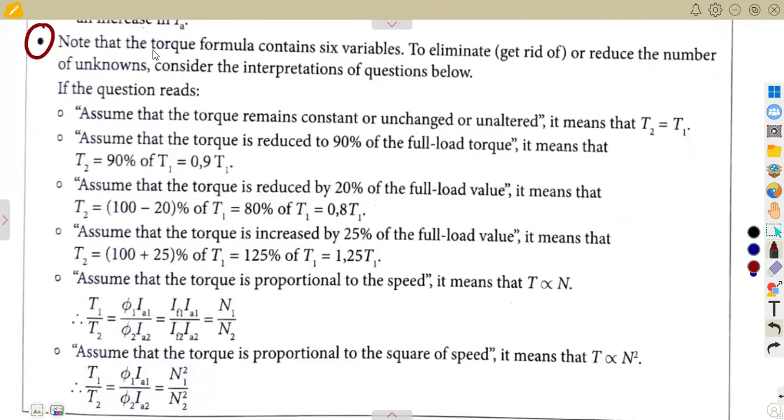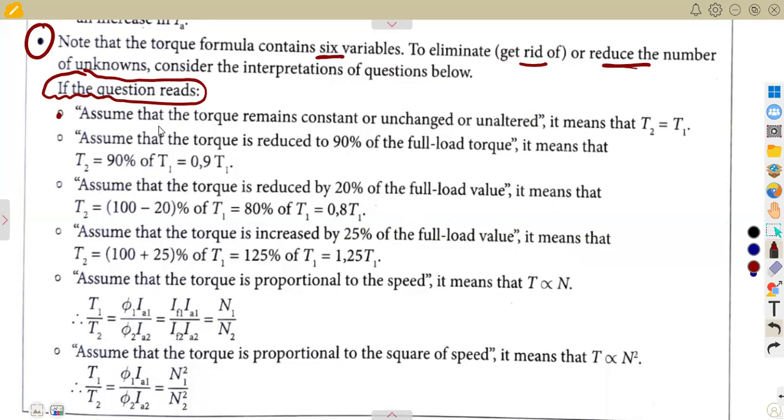Note that the torque formula that we have there contains 6 variables to eliminate, that is, to get rid of or reduce the number of unknowns. Consider the interpretations of questions below. If the question reads, we are given these conditions, your typical exam questions, how they're going to give you.